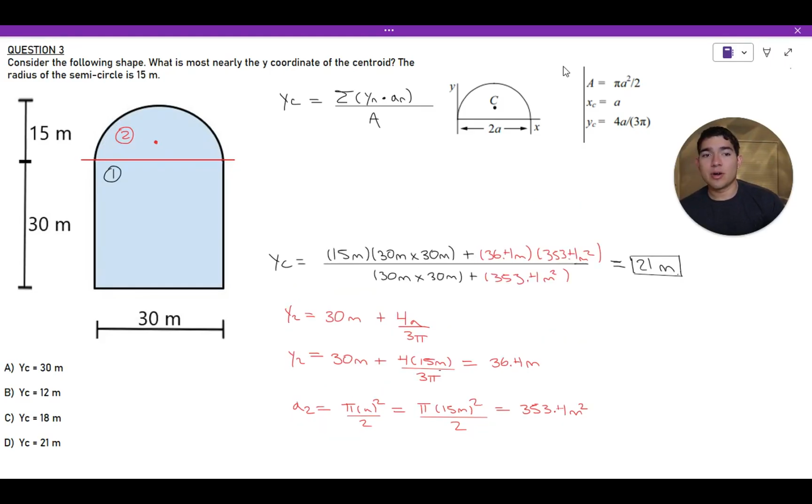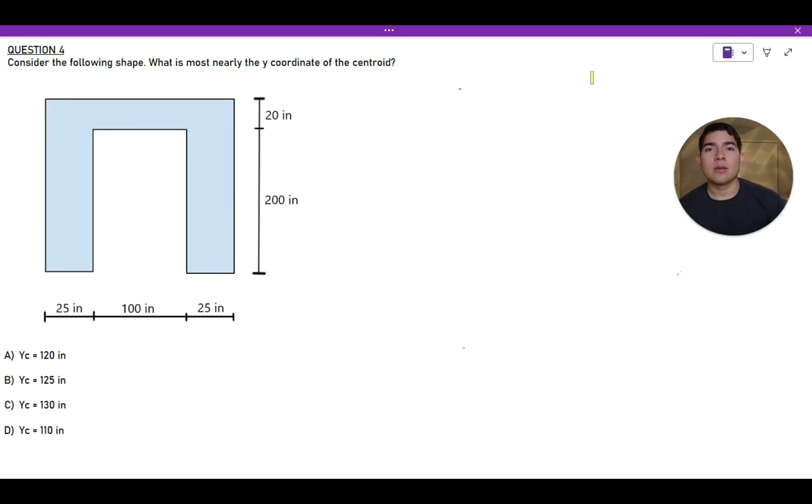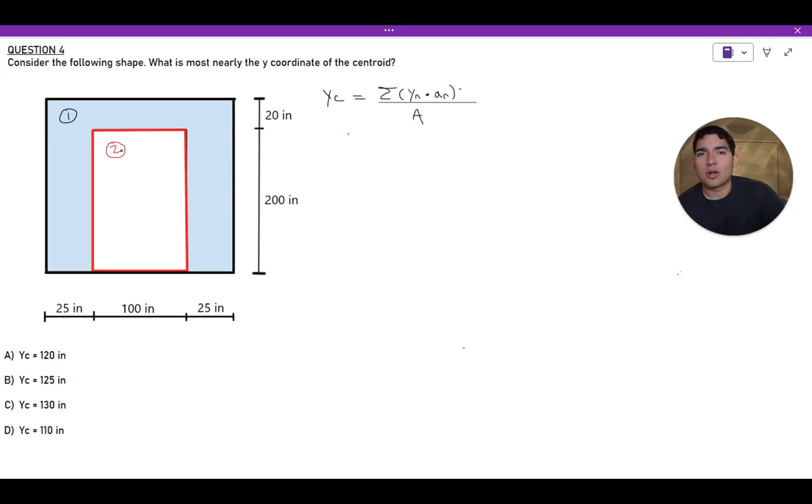Once you put that all in your calculator, you're going to get the answer of 21 meters. So if we take a look at the multiple choice, the answer is going to be D. Moving on to question number 4. Now we have a question where we need to once again find the y coordinate of the centroid. Let's get started. We're going to take a bit of a different approach for this one.